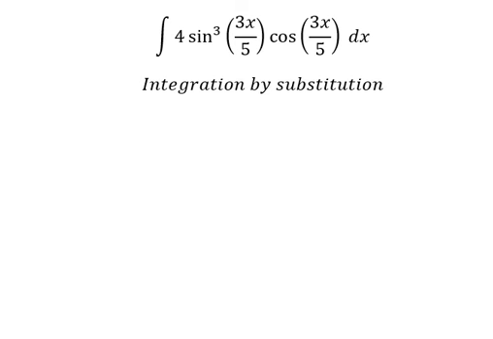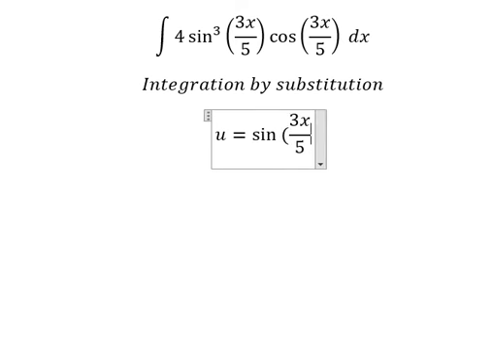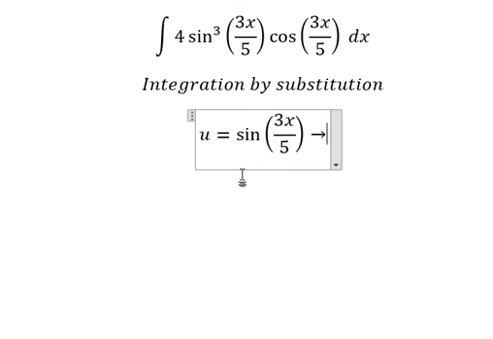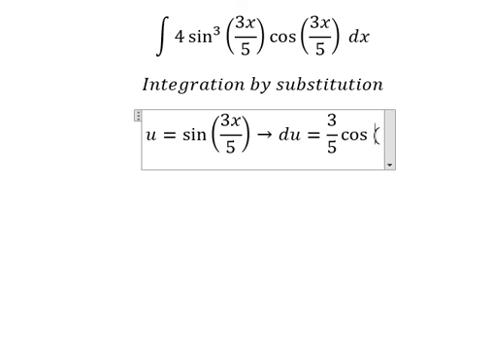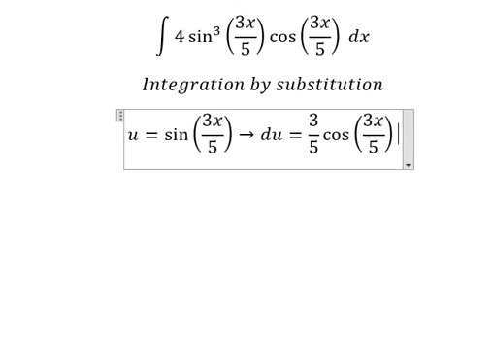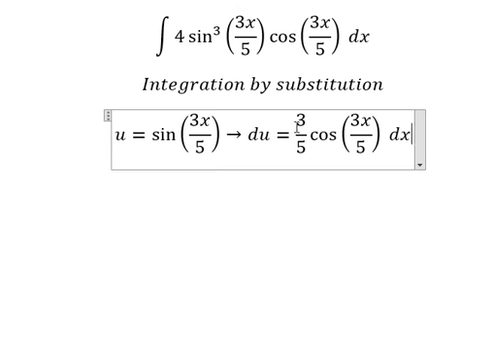So I will put u equal to sine of 3x over 5. Later, we need to first take the derivative of both sides, and we have du equal to 3 over 5 cosine of 3x over 5. Because we don't have the number 3 over 5 in here, we need to divide both sides by 3 over 5.